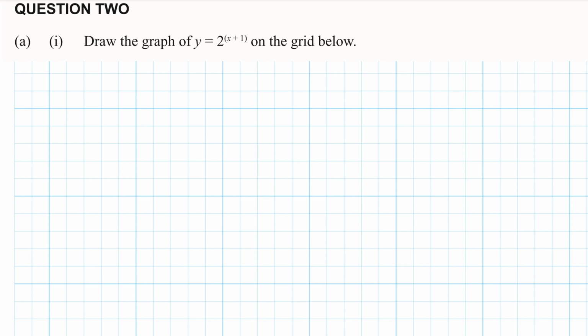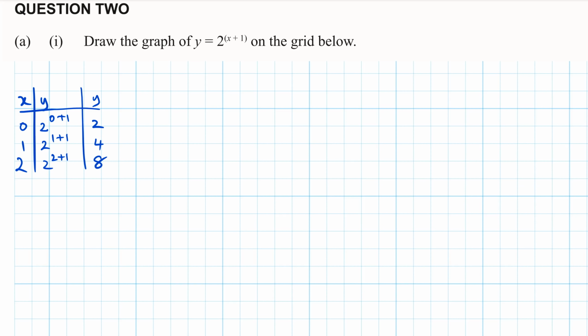All right, guys, so when you are asked to draw the graph of this particular exponential, what I generally tend to do is create a little table, x and y. So when x equals 0, I'm looking for 2 to the power of 0 plus 1, so that's 2 to the power of 1, which is 2. When x equals 1, this is 2 to the power of 1 plus 1, so it's going to be 4. When x equals 2, you're going to get 2 plus 1, which is 3. 2 to the power of 3 is 8.